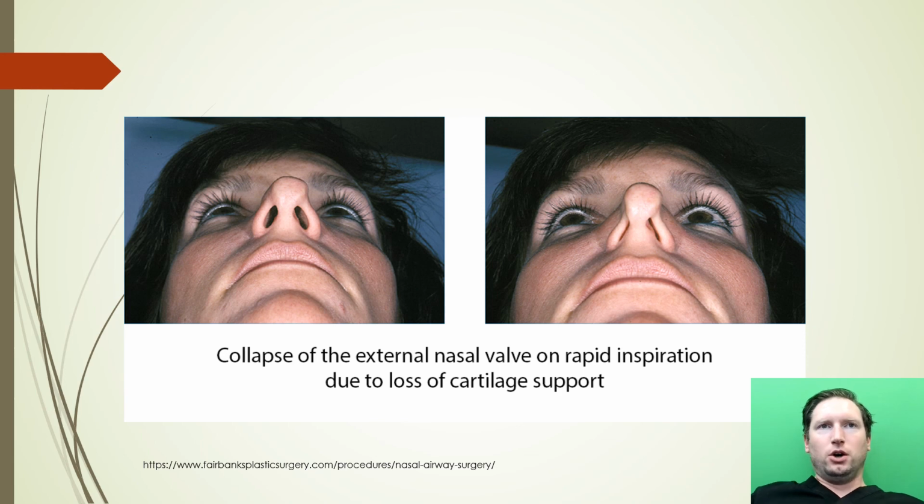And lastly, what we'll look at is for collapse of the external nasal valve when you breathe in. What you can see here, and you may notice this on yourself, is if you're exercising and you're breathing very, very quickly, you may collapse completely, and then you can't get any air in. That has to do with that cartilage structure we were talking about that provides support to the nose. That's important because it allows us to do a structural rhinoplasty to improve your breathing and the shape of your nose.